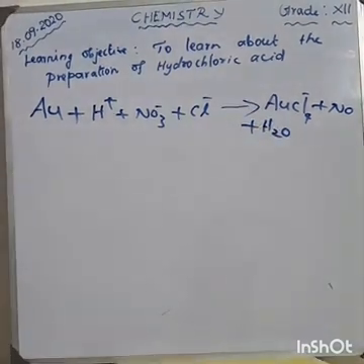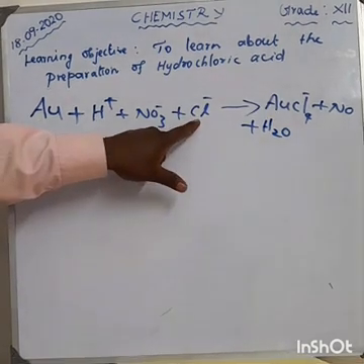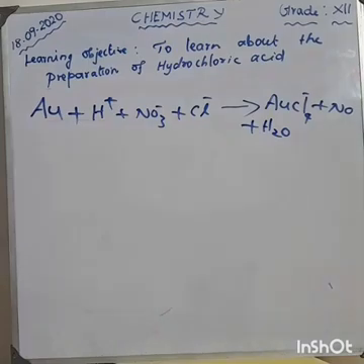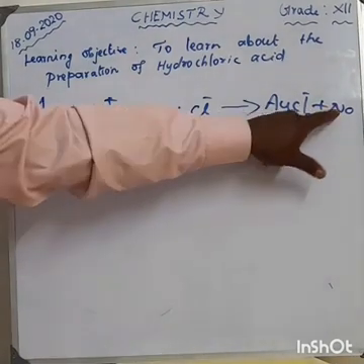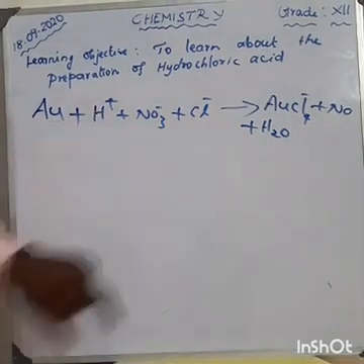Which are the products we obtained? Here, gold combines with Cl, and we get the AuCl4 minus ion. Nitrogen combines with oxygen, and we get NO molecules. And hydrogen combines with oxygen to form water molecules.